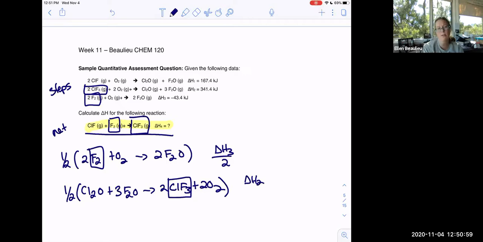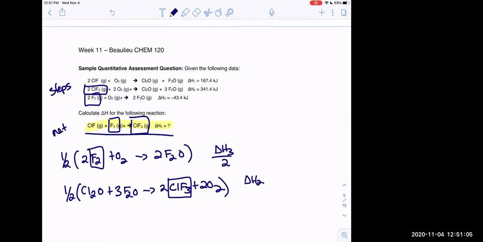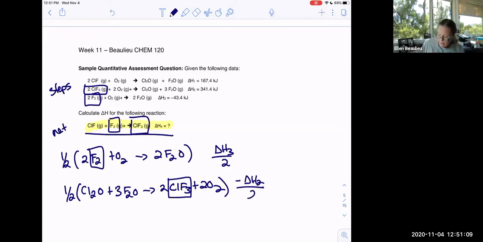What do I need to do to delta H2 to deal with all the things I just did to this reaction? Negative sign and divide by 2. I flipped it and I scaled it, so I've got to do both of those things to delta H2. Since it can be hard to track this stuff, keeping the original coefficients, I'm going to go ahead and divide by 2 for everything.